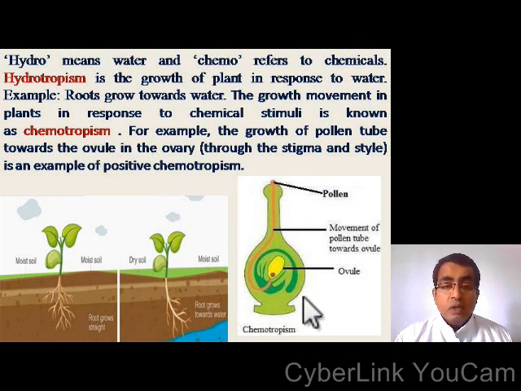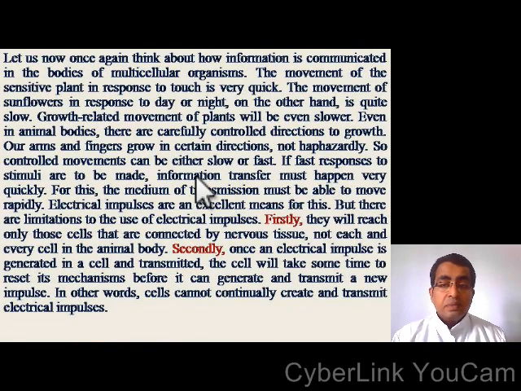This is an example of chemotropism. The growth of the pollen tube towards the ovule. The growth of the pollen tube towards the ovule in the ovary is an example of positive chemotropism.